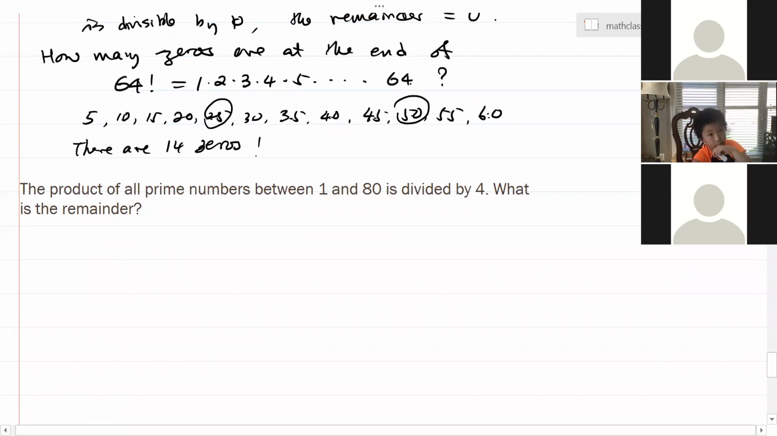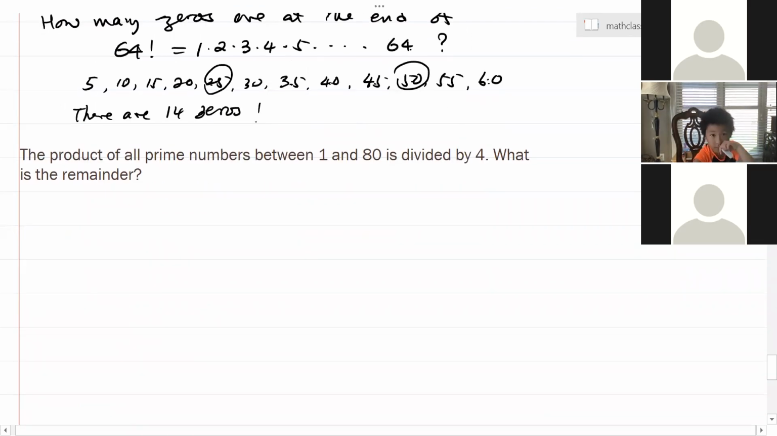Now this is difficult. Okay, the product of all prime numbers. Should you know all the prime numbers? Because if you really want to do it that way, it cannot be solved. You have so many prime numbers between 1 and 80, right? The last one before 80 is 79.